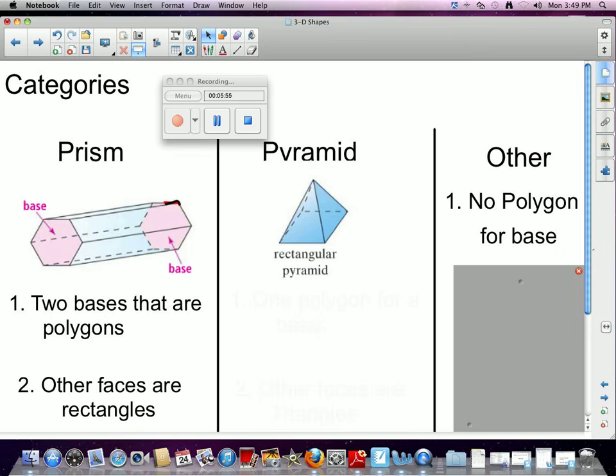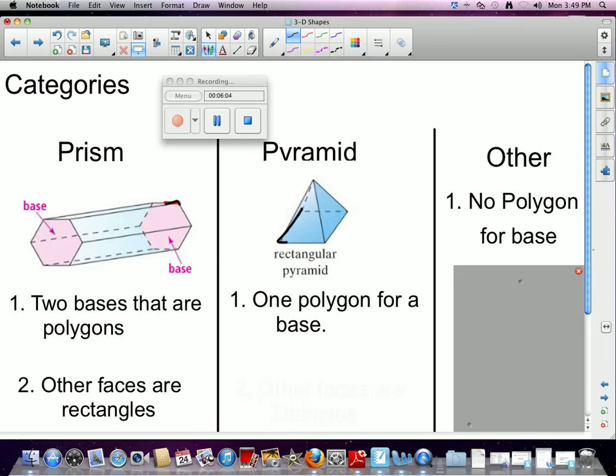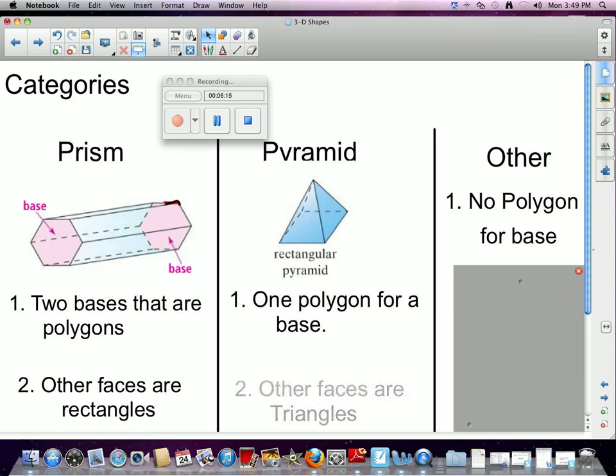A pyramid is different because it only has one base or one polygon for a base. And in this case, it's right here. There's its one base. What do you notice about all the other sides of this pyramid? All the other faces are triangles.